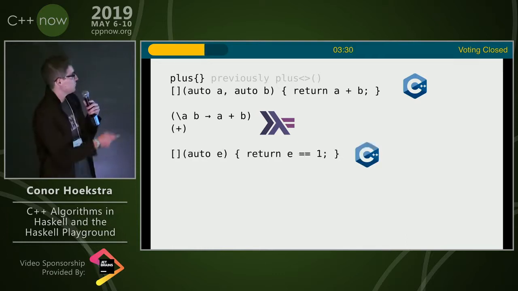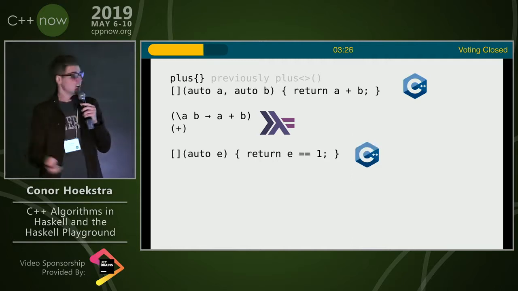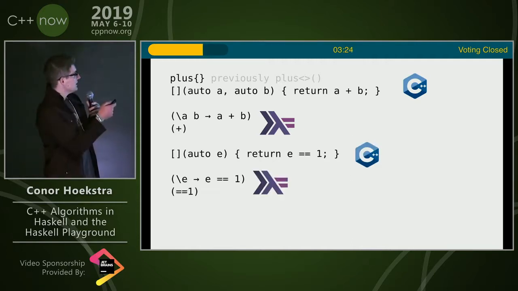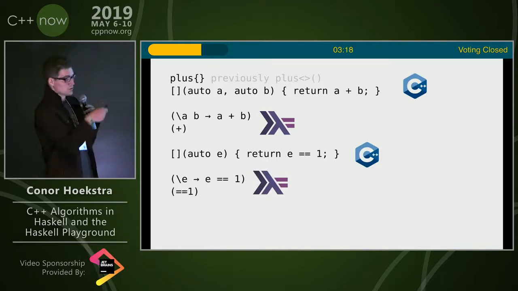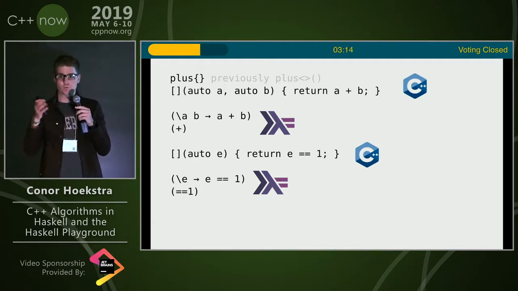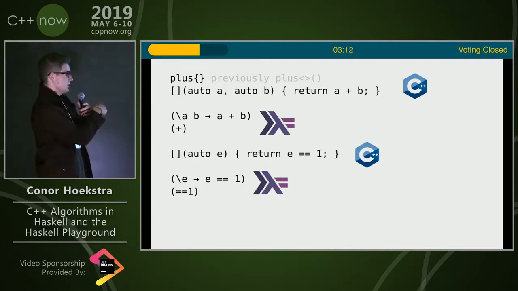Another example, if you want a predicate in the form of a lambda that returns true if your element is equal to 1, you do it like this in C++. In Haskell, you do it like this. So once again, first line is a lambda, the second line is a section. Note that the first section we saw was a binary operator. The second section is a unary operator because we bound the value 1 to our section that implements the equality operator.